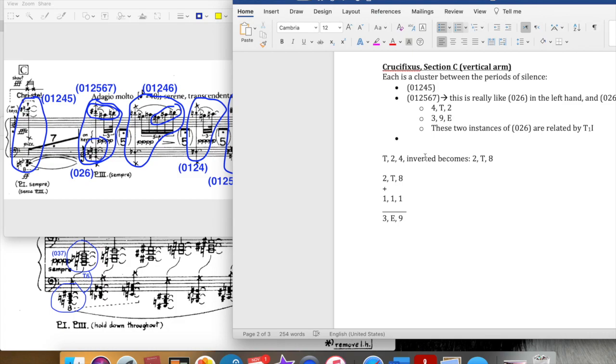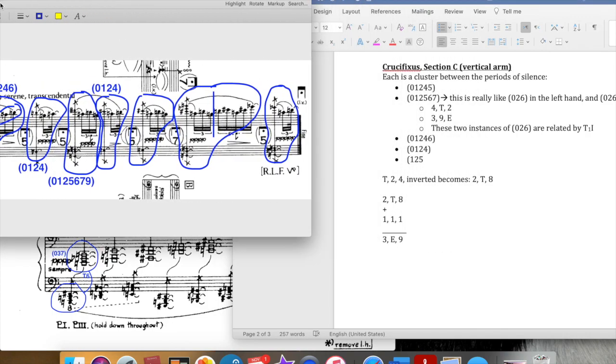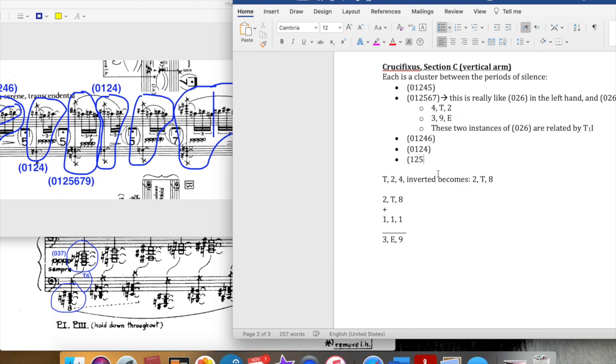0, 1, 2, 4, 5, 0, 1, 2, 5, 6, 7 with 0, 2, 6 kind of hiding inside of it. Or nested is another way of saying that. 0, 1, 2, 4, 6. We've got then 0, 1, 2, 4. Notice that that's almost exactly the same set, just without the tritone added onto it. 0, 1, 2, 5, but that's not all. 6, 7, 9.